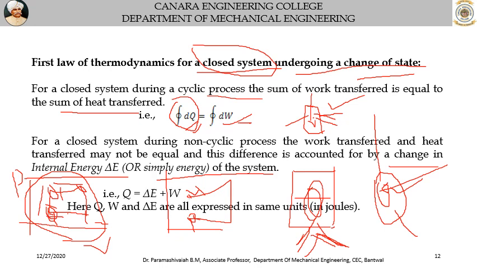So it is written as Q = ΔE + W. Q, the heat transferred, is equal to work done plus some change in energy. The change in energy may be positive or negative. If energy increases, it is positive; if energy decreases, it is negative.